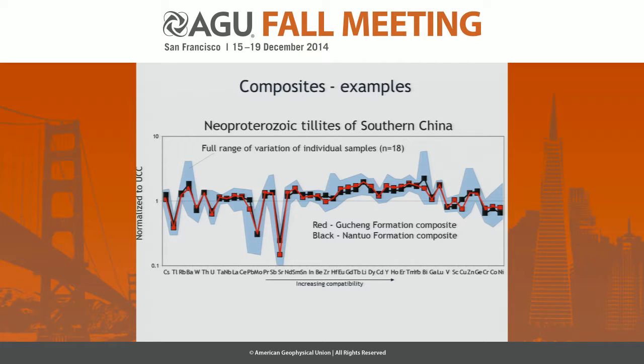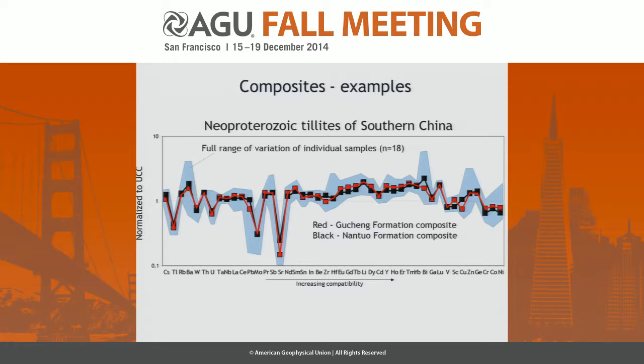The blue field here represents the whole range of variation for individual samples from these two formations of Neoproterozoic age in South China. And you can see here that it's not a huge variation considering the number of samples and the fact that we have two different units of different ages. One is about 640 and one is probably about 700 Ma. And the solid lines and boxes represent the composites for this unit and that unit. So you can see that they fall very well within the middle of the range of the full variation for the individual samples.